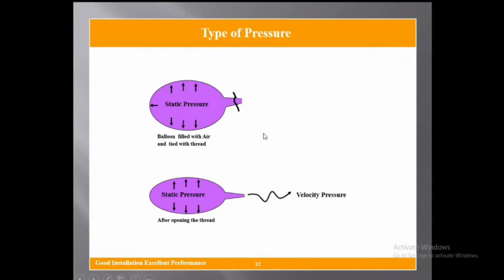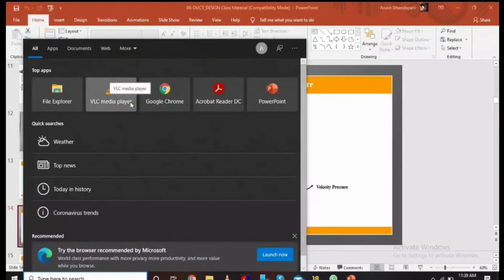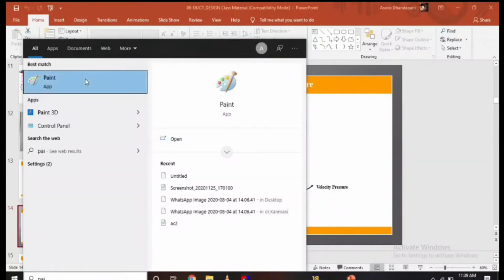See here. A balloon is filled with air and you have tied it with a knot. Now you have released the knot. When you have tied the knot, what happens? The pressure will be acting perpendicular to the direction of the flow. When you open it out, the flow will be coming like this. So velocity pressure is the pressure that is acting towards the flow. Static pressure is the pressure that is acting perpendicular to the flow. Give me 1 minute. I will explain it clearly.